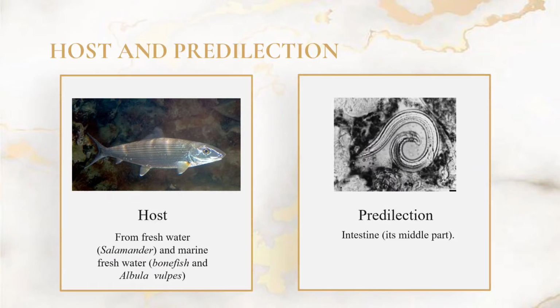Last but not least about Spinitectus is host and predilection. Hosts of Spinitectus are from freshwater, like salamander, and marine and freshwater fish, like bonefish and Elagatis. And the predilection is the middle part of the intestine.